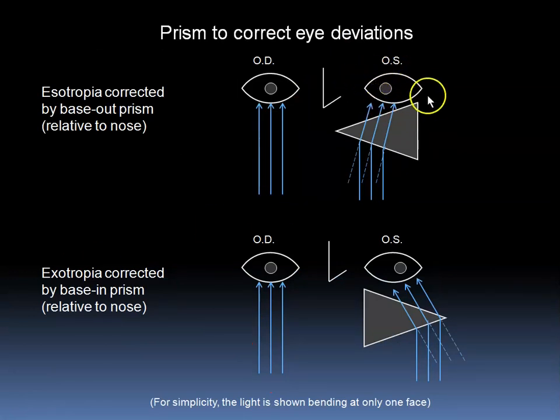Here we see left esotropia with the eye deviated inwards. The base-out prism is placed and bends the light towards the base so that the virtual image appears bent towards the apex and is now in line with the pupil. Here we have a left exotropia in which the eye is deviated outwards. The base-in prism here bends the light towards its base such that the virtual image is bent towards the apex. The image is now in line with the pupil.